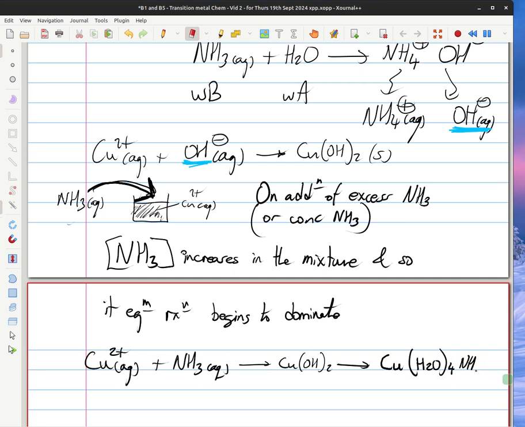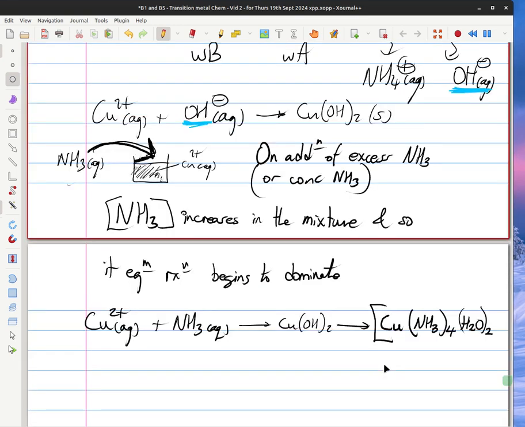So some of the ammonia actually sticks onto the copper. Sorry, that's the wrong way around. Cu, H2O twice. I'll put the ammonia first actually, because it's the most important one. Doesn't really matter how we do it. And it will have a charge because the copper was 2+ in the beginning, and these are neutral ligands. H2O is a neutral ligand. Ammonia is a neutral ligand. So the complex actually has a 2+ charge over its whole being.